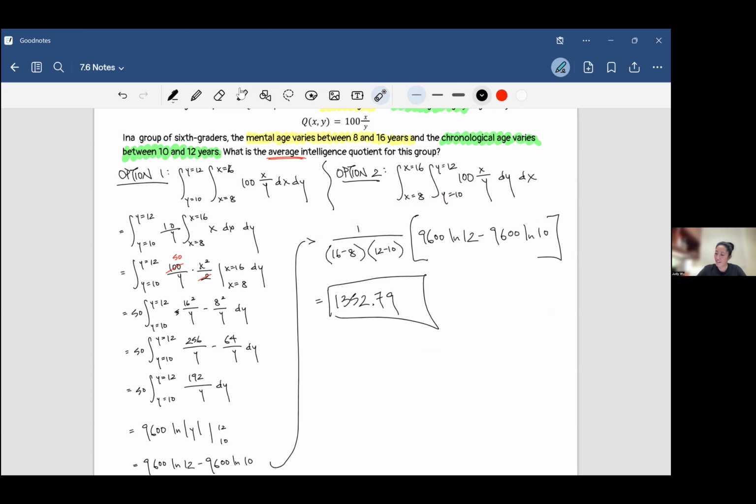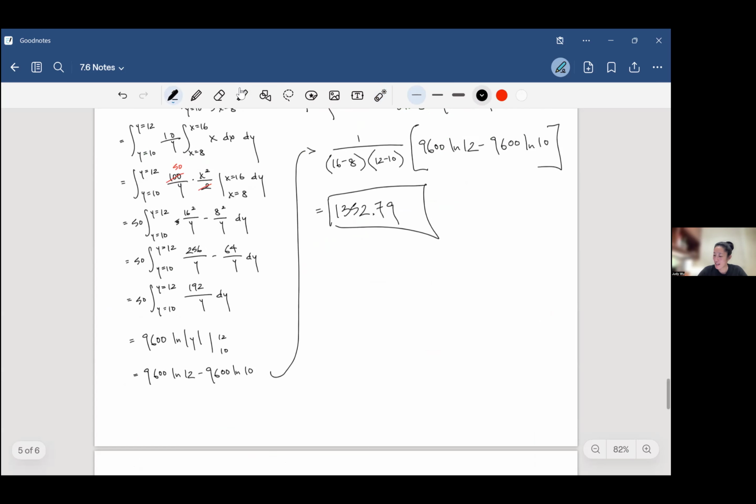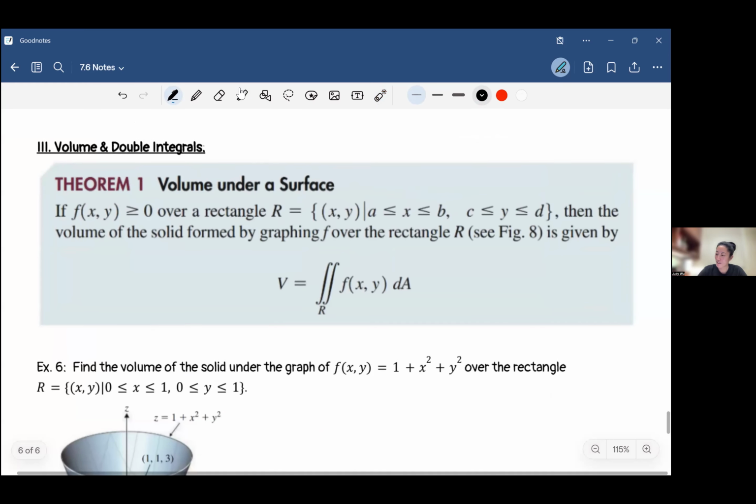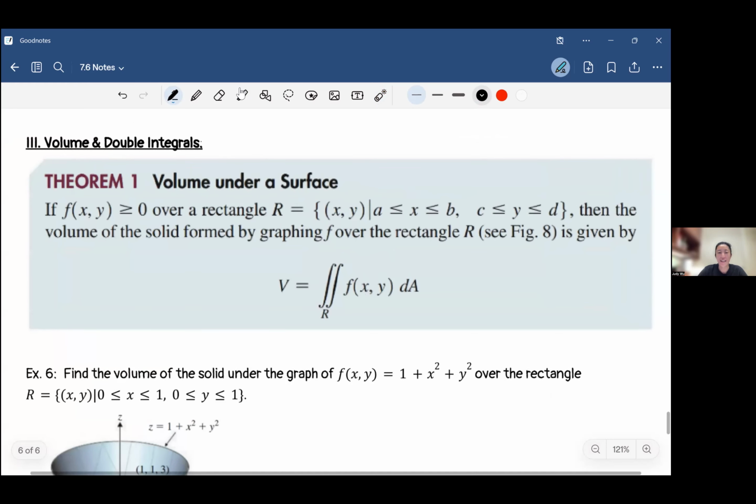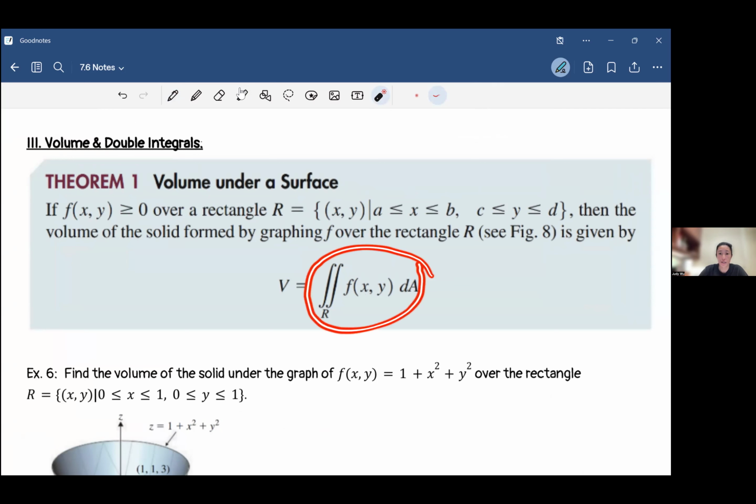All right, let's take a look at one more example today, and this will bring us to the end of our 7.6. All right, so 7.6, last application here. We're talking about volume and double integrals, okay? So it turns out that when we find this double integral, what we're actually finding is the volume underneath a surface, okay?